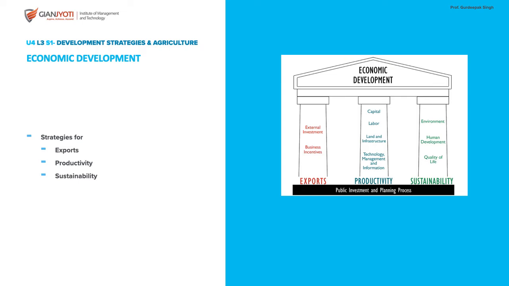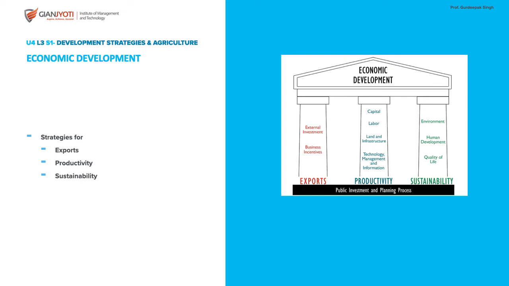Second part is productivity. In order to enhance the productivity, you need the capital, so you have to concentrate on capital, labor, land and infrastructure, technology management, and information. So these are the four areas which you have to look into for enhancing the productivity and thereby the economic development.